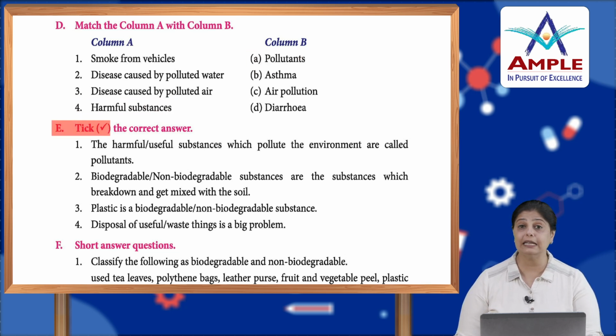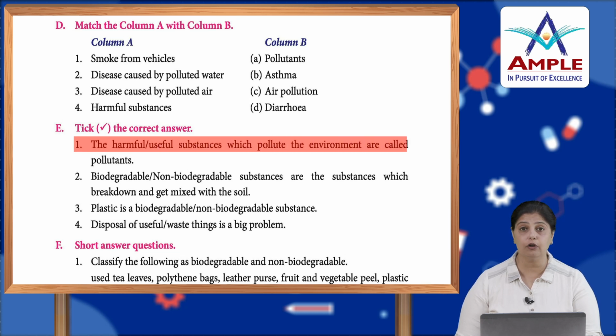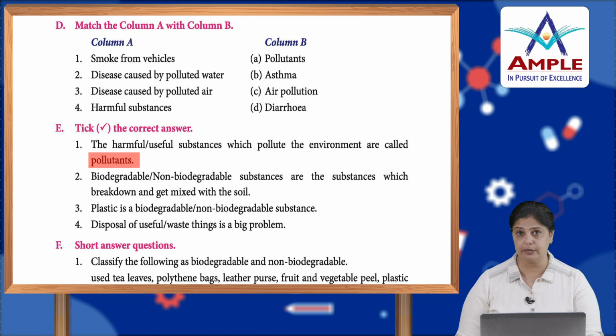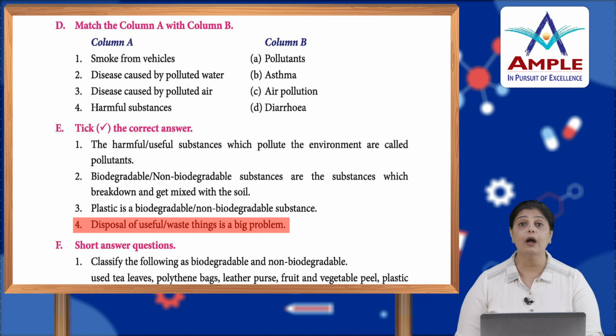Okay. Now, take the correct answer. The harmful or useful substances which pollute the environment are called pollutants. It is the harmful substances. Biodegradable or non-biodegradable substances are the substances which break down and get mixed with the soil. It is biodegradable. Plastic is a biodegradable or non-biodegradable substance. It is a non-biodegradable substance. Disposal of useful or waste things is a big problem. It is disposal of waste things which is a big problem.